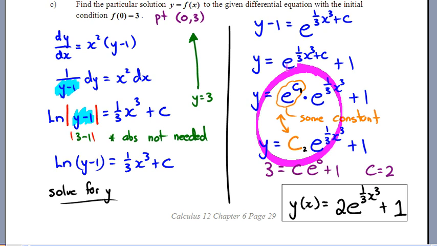And that is the end of that lesson. Then the next day we're going to apply some of this stuff with exponential growth and exponential decay.